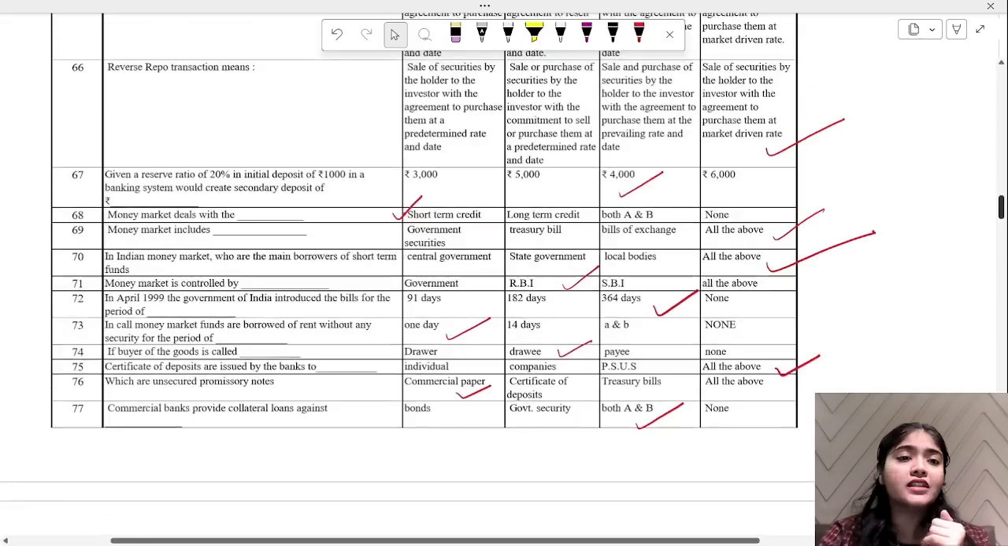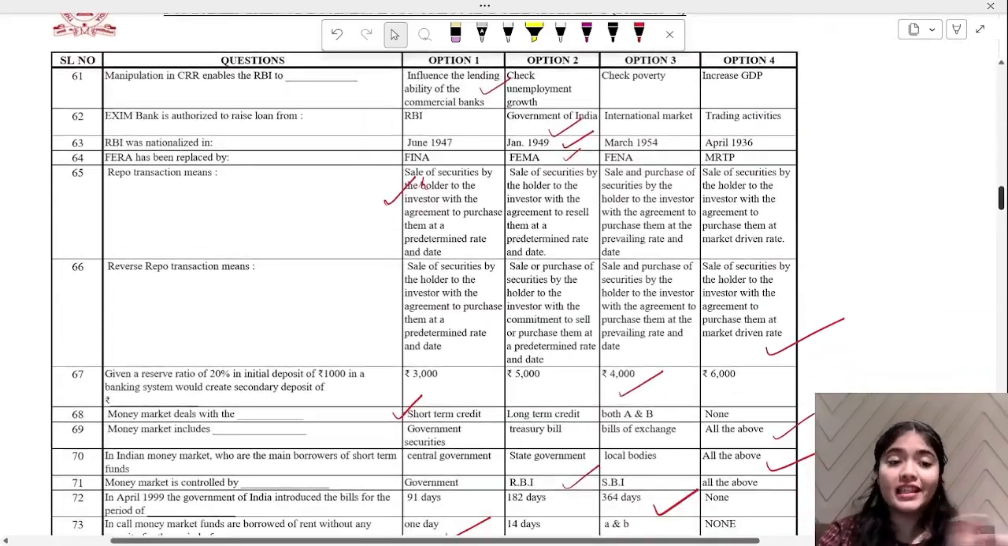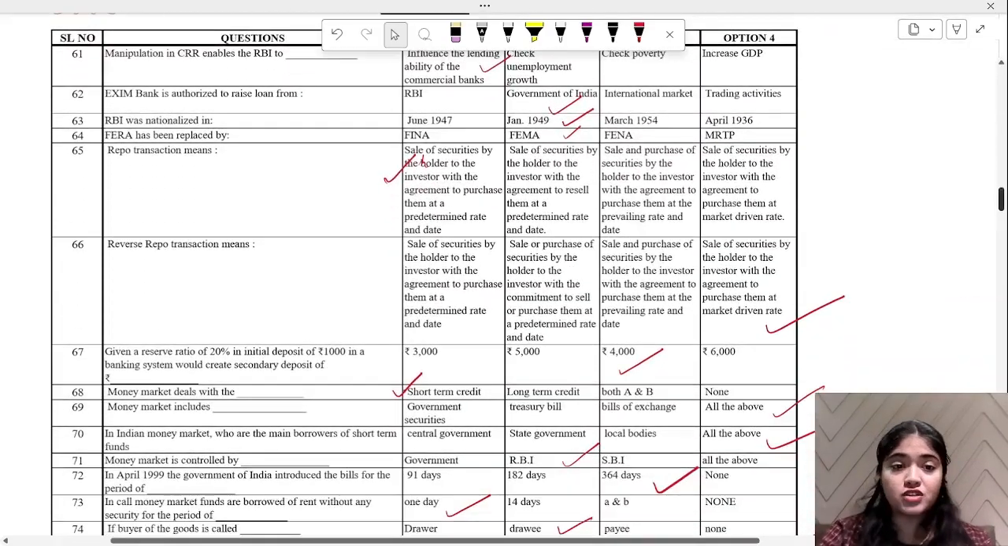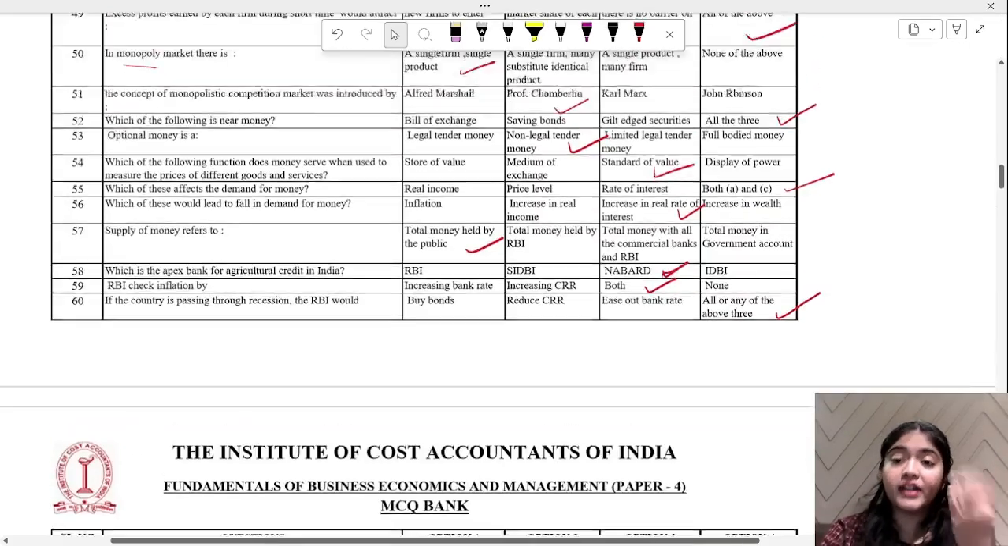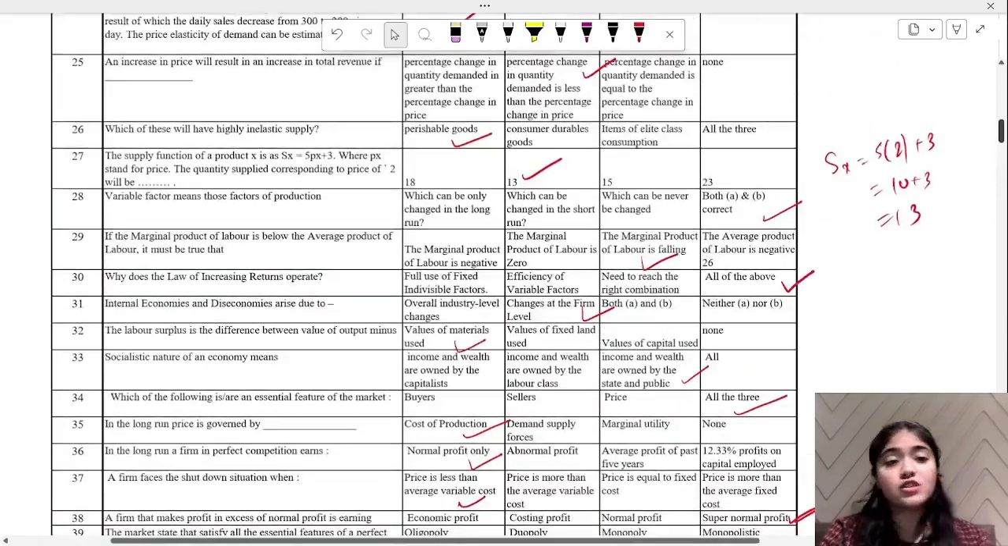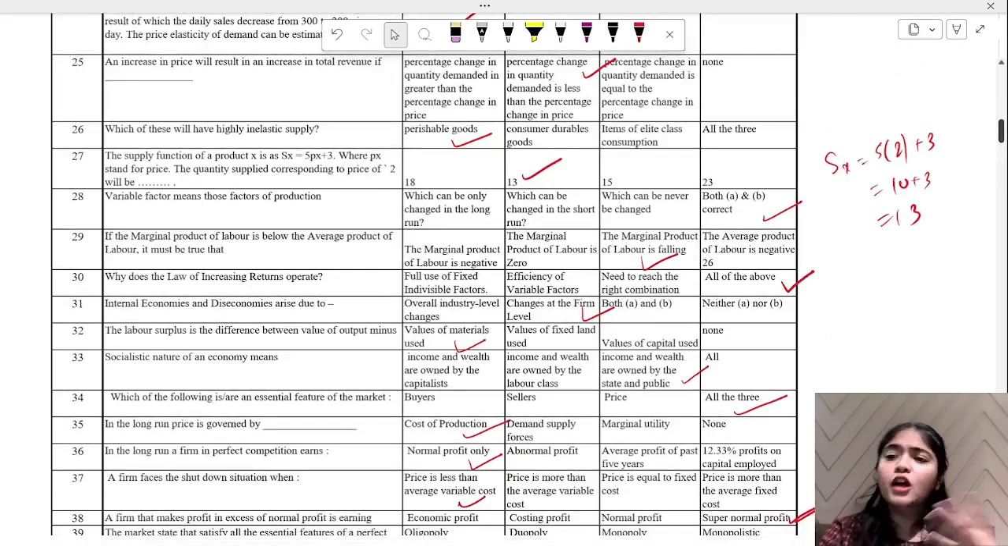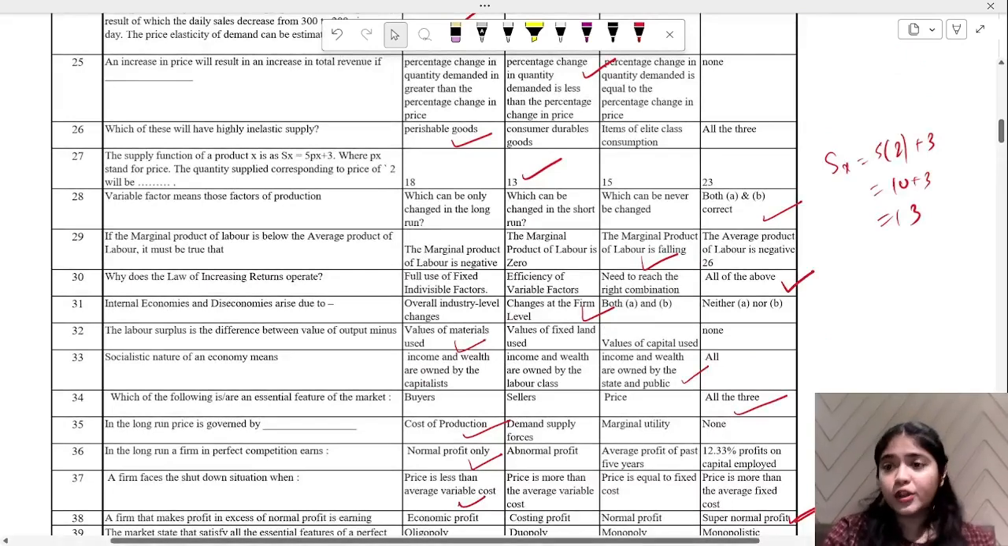Other than this, they'll ask you some definitions like repo rate, reverse repo rate. Then years, they may ask you when was this nationalized, like RBI was nationalized in. And they ask you again who is the controlling authority. These types of questions they may ask you. Definition-based questions are also asked here. Price elasticity calculation questions are very minimum here, numericals are very minimum, but we never know what is going to be asked in the exam, so be prepared for that also.